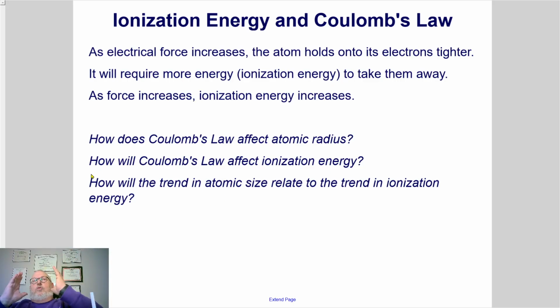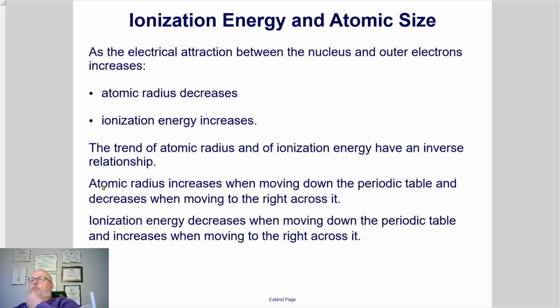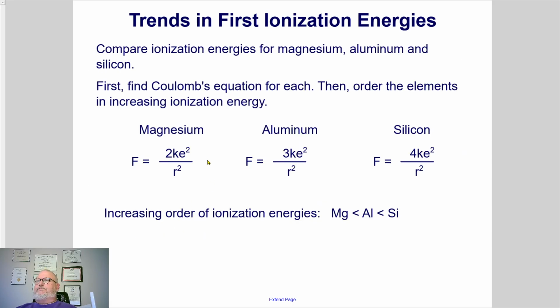Now, you're going to increase the distance going down. As the distance increases, what happens to the force? It decreases. So as you go down, ionization energy will decrease, which is again the inverse of atomic radius. So as the atomic radius increases when you move down the table, and decreases when you move left to right, ionization energy decreases when you move down the table because the electron gets further away and is easier to lose, and increases from left to right.